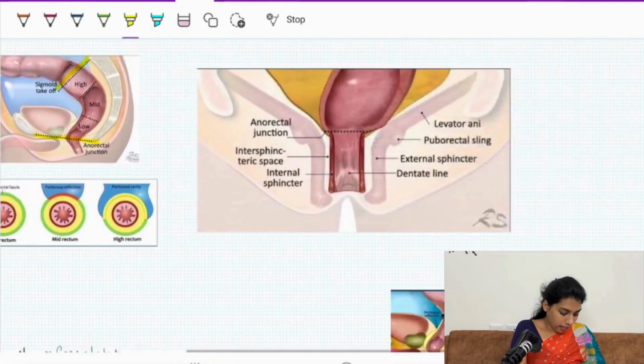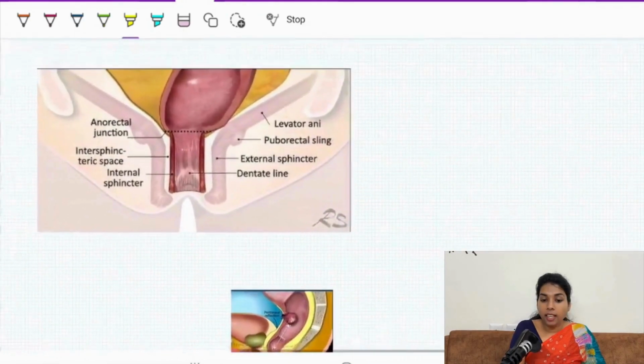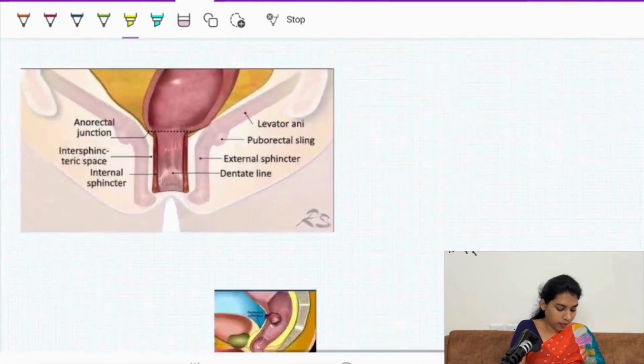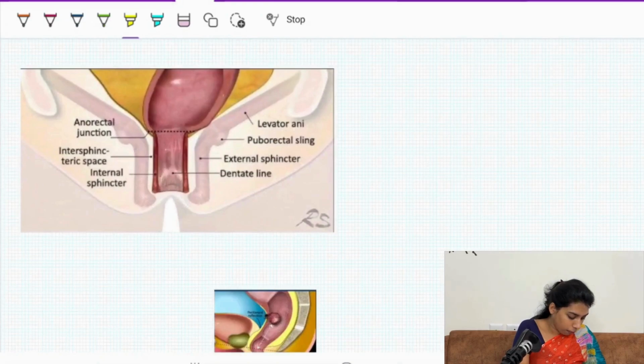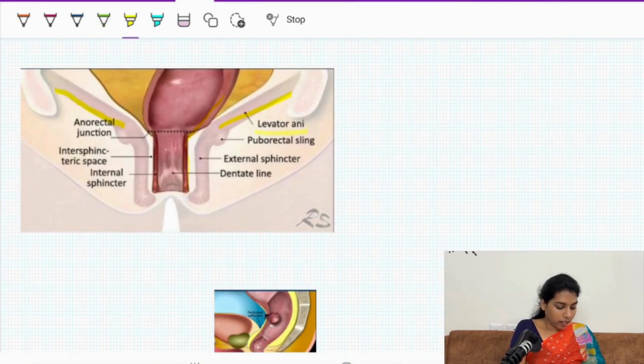we should know that the rectum is continuing as internal anal sphincter, and then we have the pelvic floor, which is formed by the levator ani, right? So this is our levator ani. This levator ani continues as external sphincter. The distance between the internal sphincter and the external sphincter is the intersphincteric space. So this is the end of the anatomy of the anal canal.